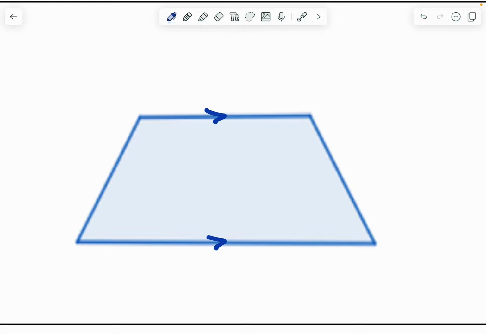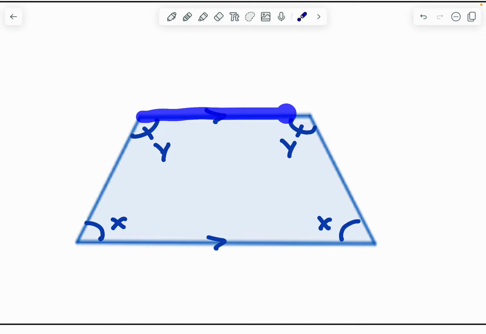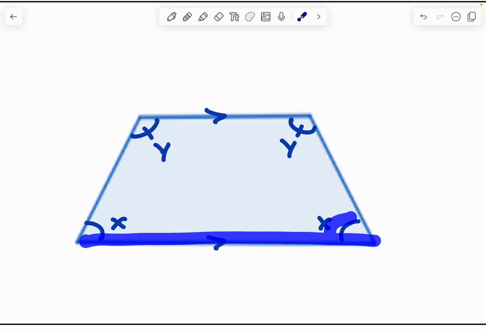In a trapezoid, if I know that the base angles are congruent, so maybe we'll call that X, and we'll call these angles Y. If my base angles are congruent, obviously my other pair is going to be congruent as well because they're still supplementary, right? So X and Y are still supplementary. This is enough to say that this trapezoid is isosceles.